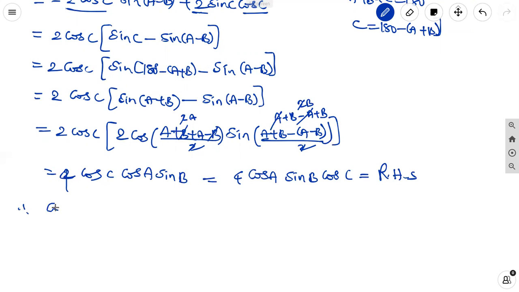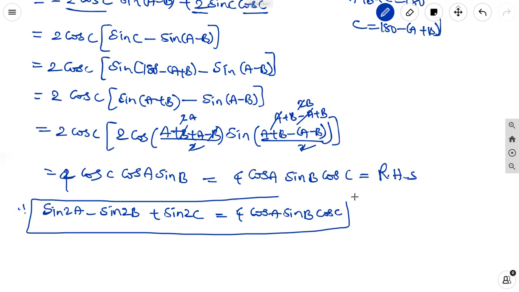Therefore, sin 2A minus sin 2B plus sin 2C equal to 4 cos A sin B cos C. LHS is equal to RHS. It is the solution.